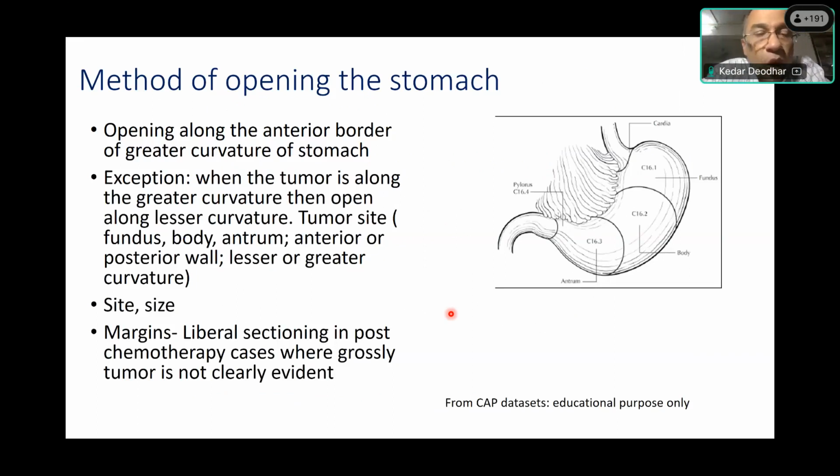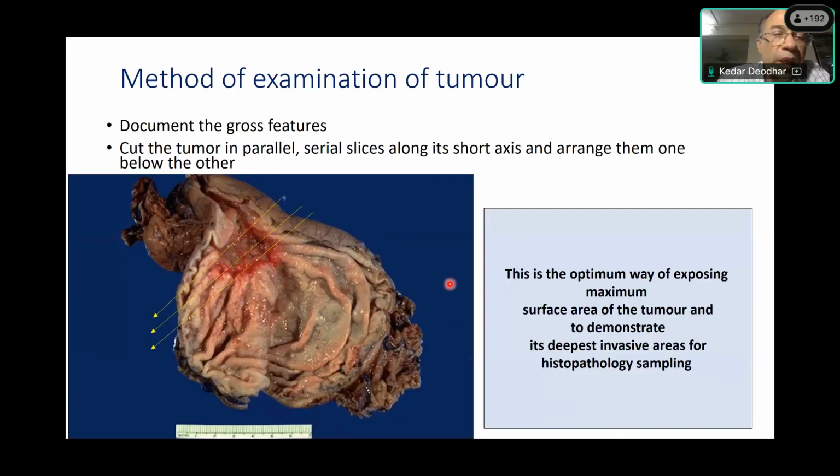Try to look at the tumor, measure the tumor, and note whether it is in the fundus, body, or antrum. We'll see anterior wall, posterior wall. We note the size. Of course, we will look at the margins, proximal and distal resection margins. So this is how we will try to take multiple sections.